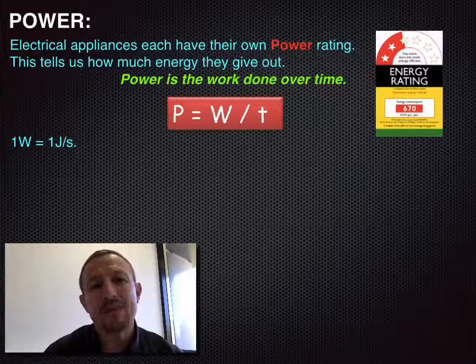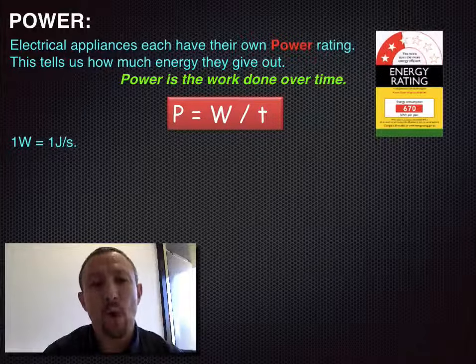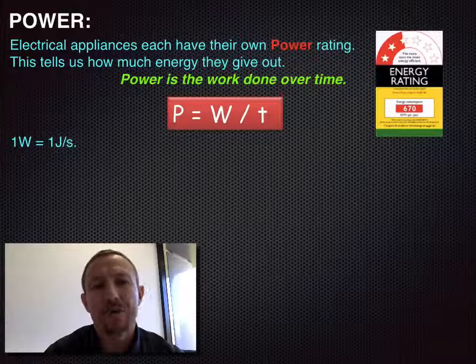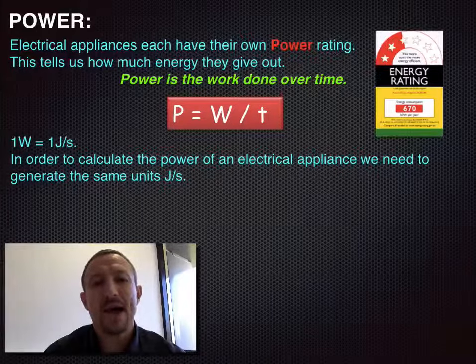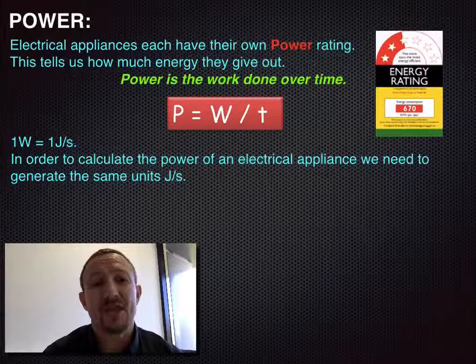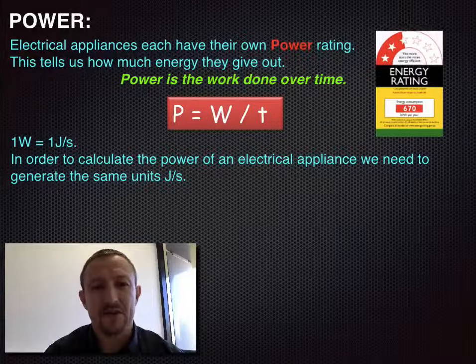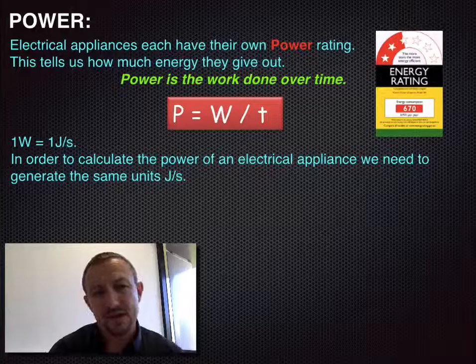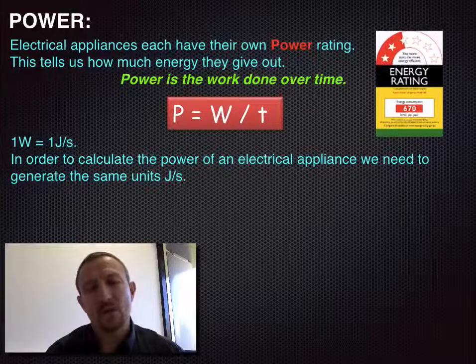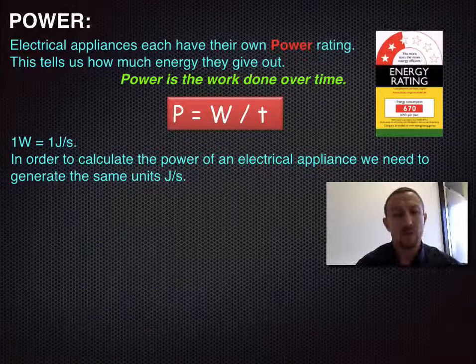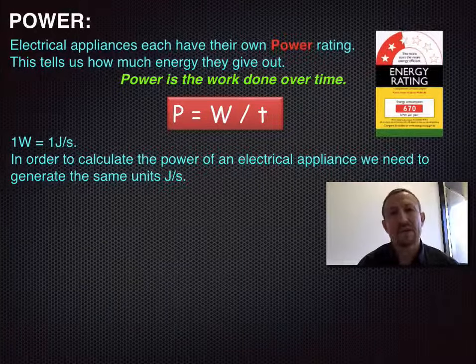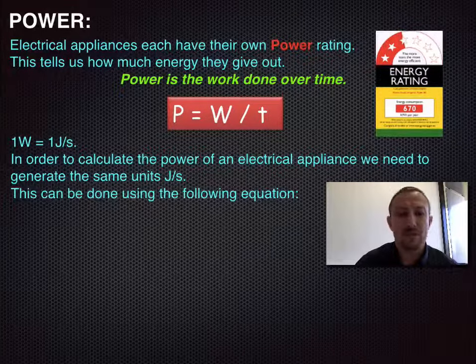So power is given the unit watts, W-A-T-T-S, and 1 watt is equal to 1 joule per second. So in order to calculate the power of an electrical appliance, we need to generate the same units in joules per second. So you may get a question along the lines of so many joules occurred per second or per minute. You then need to convert it into seconds, and then you would write your power in the form of watts.